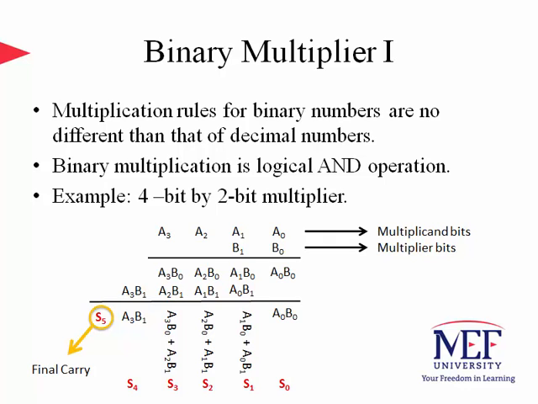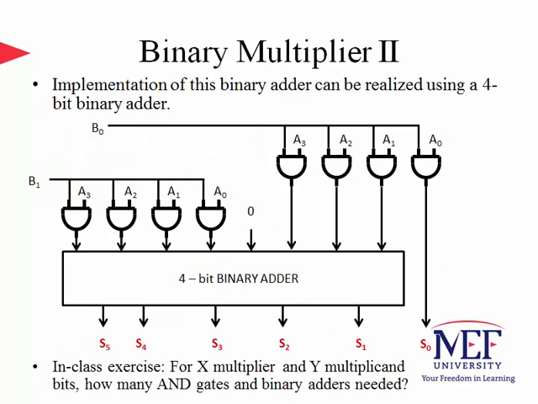The leftmost, most significant bit position is apparently the final carry bit, and S4, S3, S2, S1, S0 each has a corresponding Boolean expression in terms of A and B. If we attempt to implement the multiplier using a combinational circuit, the straightforward topology of logic gates and modules looks as follows in this slide. We can realize it using a 4-bit binary adder as shown. AND gates are used to carry out the multiplication. As you can see from this figure, the 4-bit binary adder is a building block of a 4-bit binary multiplier.